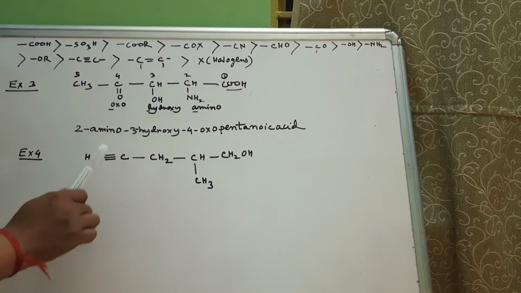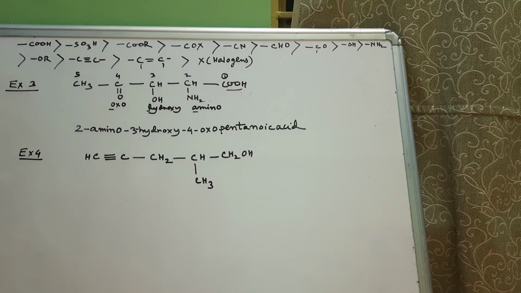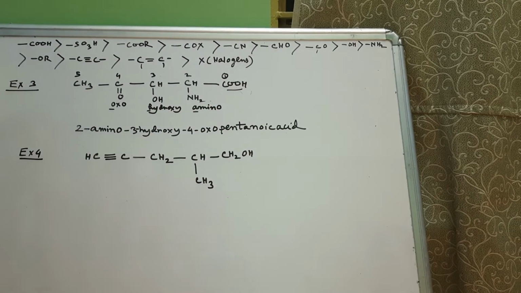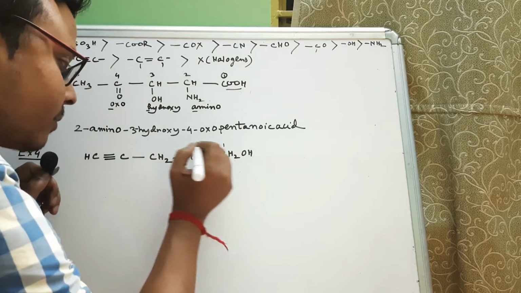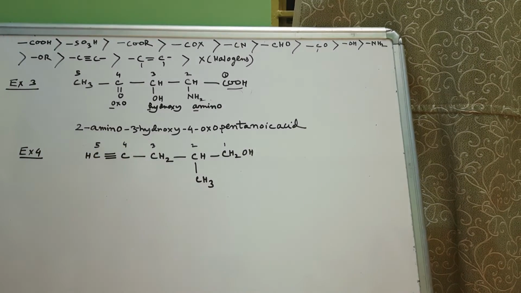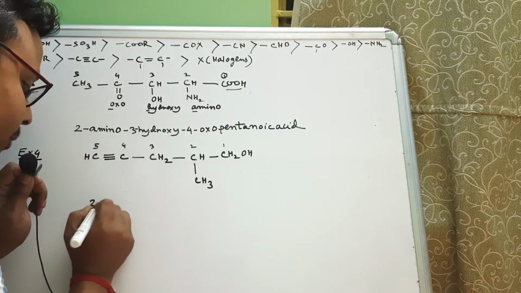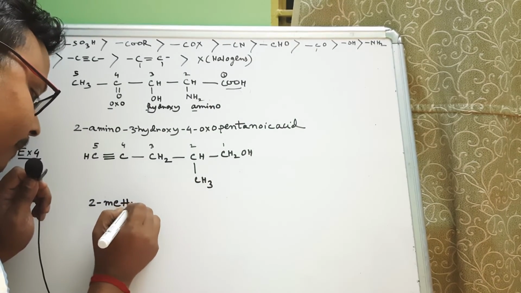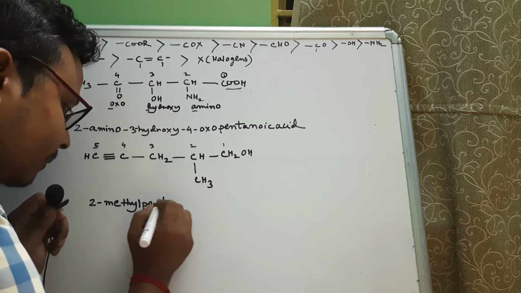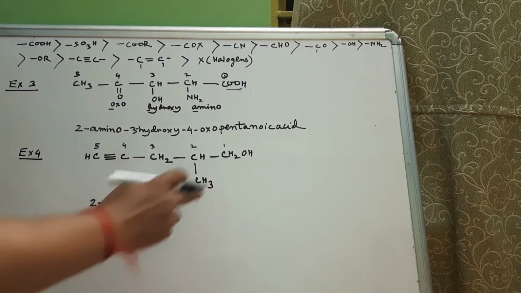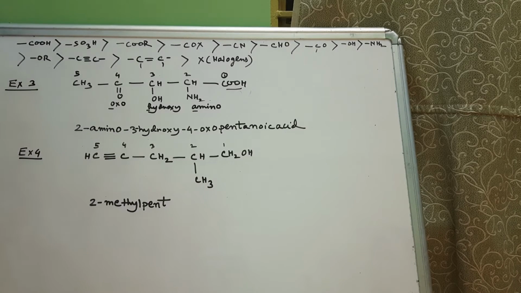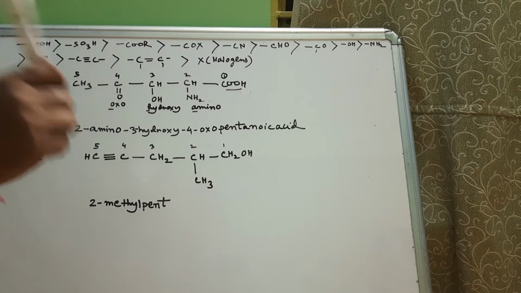So here both triple bond and OH are present. Which one will get higher priority? OH, obviously. If you follow the order, OH will come first, then alkyne. So numbering will start from this side: 1, 2, 3, 4, 5. At the second carbon atom there is a methyl. So you should write 2 methyl, pent, and nomenclature will end with ol, because OH is the primary functional group here. So 2 methylpent. Now where is the triple bond?